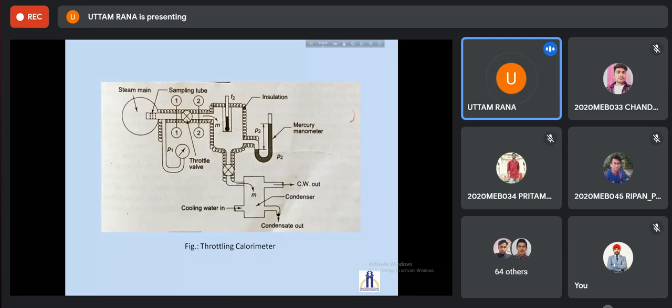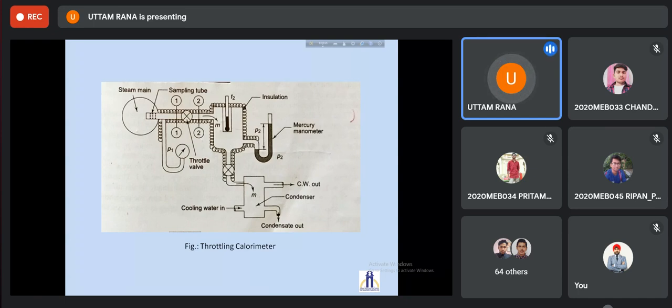Okay. And what would happen to the state? State 1 is a wet saturated steam. It will remain wet saturated steam. What would happen to the quality? Will quality increase, decrease, or will it become superheated? Any idea? Oh, let us talk about it.